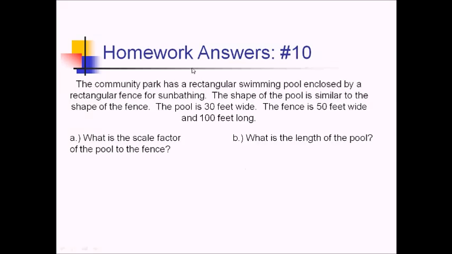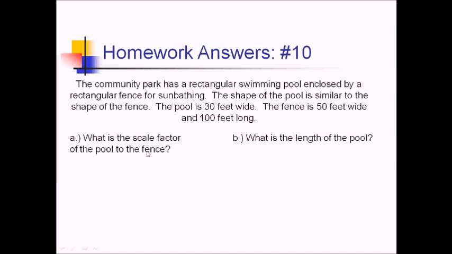For number 10, Community Park has a rectangular swimming pool enclosed by a rectangular fence for sunbathing. The shape of the pool is similar to the shape of the fence. The pool is 30 feet wide, the fence is 50 feet wide, and 100 feet long. Part A, what's the scale factor of the pool to the fence?